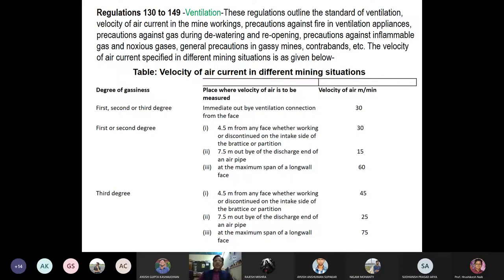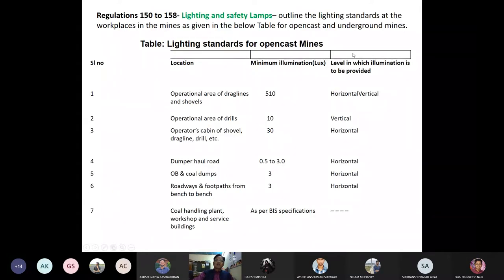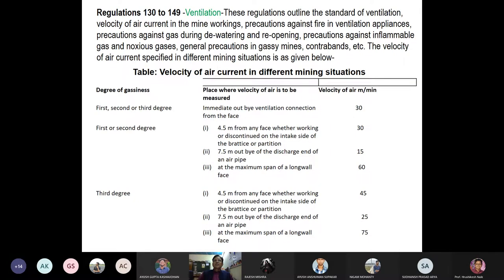As per the Coal Mines Regulations, the ventilation system is defined. These regulations outline the standard of ventilation, velocity of air current in the mine workings, precautions against fire in ventilation appliances, precautions against gas during dewatering and reopening of the mine, precautions against inflammable and noxious gases, general precautions in gassy coal mines, and contraband banned in the coal mines. The velocity of air current specified in different mining situations is given in this table.